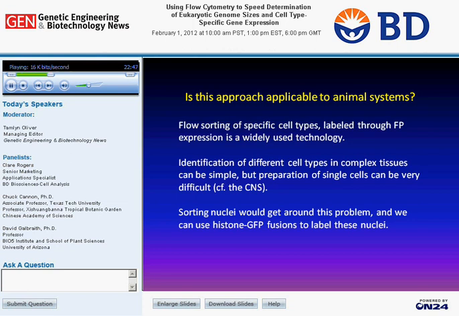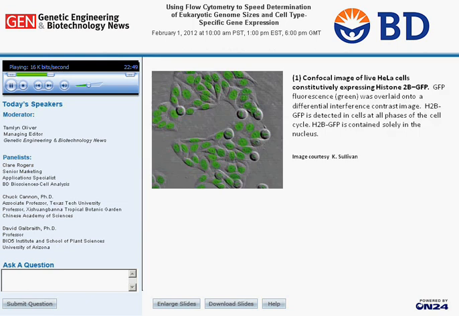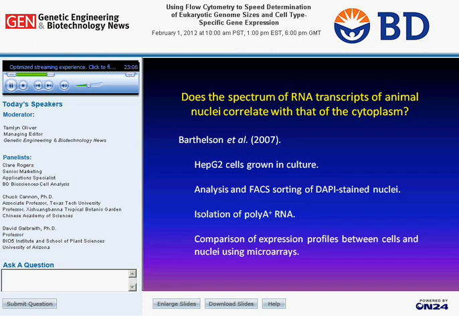And the next slide just shows that we can label, in this case, live HeLa cells, the nuclei of these cells, by expressing histone 2B GFP fusions. The final slide here asks, does the spectrum of RNA transcripts of animal nuclei correlate with that of the cytoplasm? We've done some work in which we looked at HepG2 cells grown in culture, and we analyzed, in fact, sorted DAPI stained nuclei, and then looked at poly-A plus RNA and microRNAs and correlated the expression profiles between cells and nuclei using microarrays.